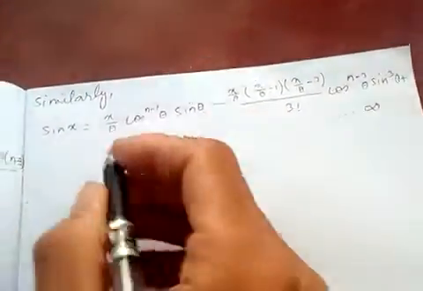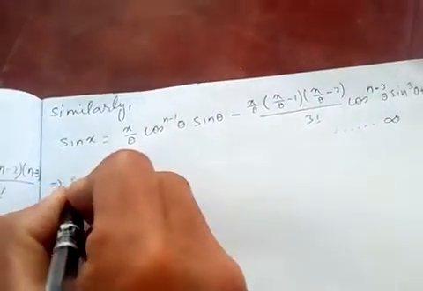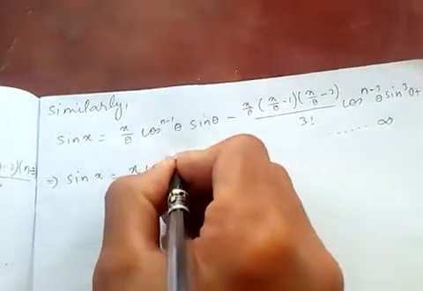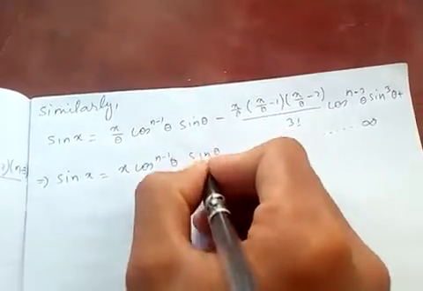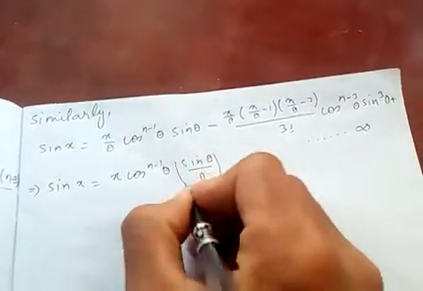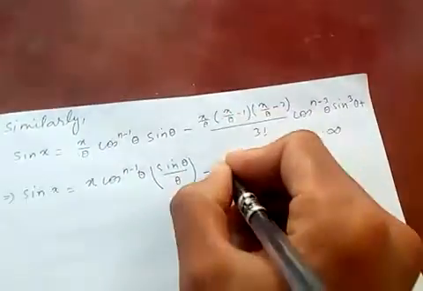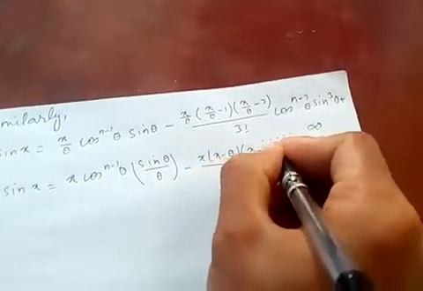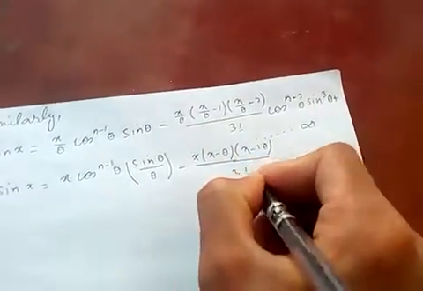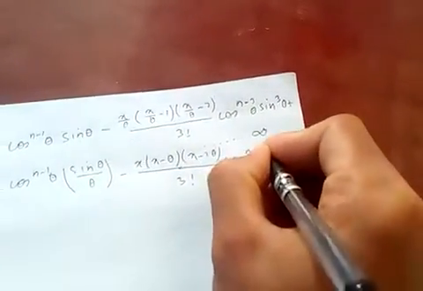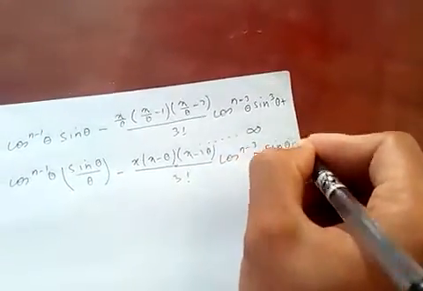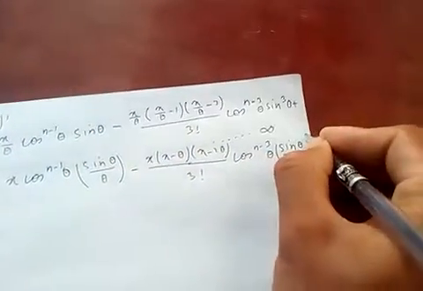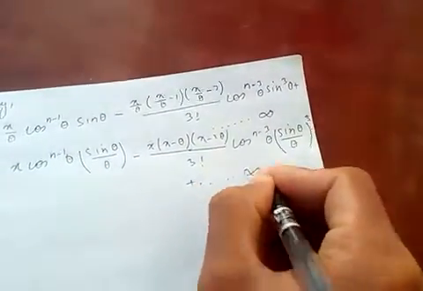Now if we simplify this, sin of x is equal to x cos to the power n minus 1 theta sin theta by theta, minus, you will get x minus theta, x minus 2 theta by 3 factorial cos to the power n minus 3 theta sin theta by theta, this 1 2 3, so theta cube, plus and so on up to infinity.